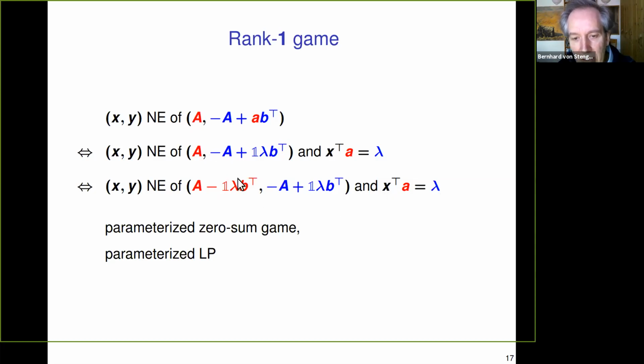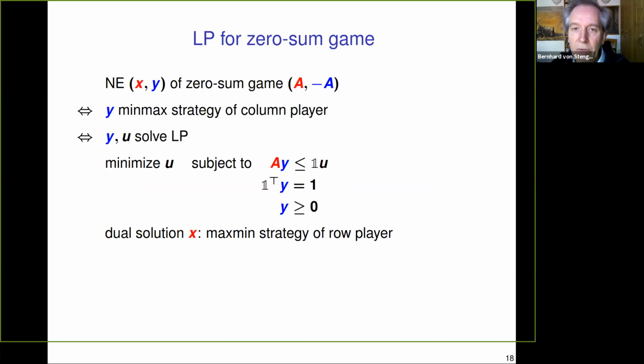Now a parameterized zero-sum game like this can, in a certain sense, be described by a parameterized LP, which I now want to look at, a linear program. And for that, we look at, first of all, a general linear program, a general zero-sum game. So in this case, lambda is equal to 0. So A and minus A, this is our zero-sum game.